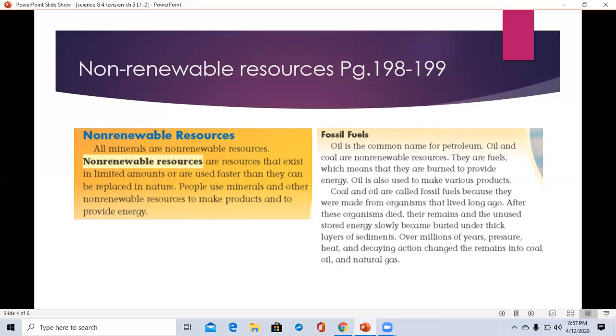So oil is the common name for petroleum. Oil and coal are non-renewable resources. They are fuels, which means that they are burned to provide energy. Oil is also used to make various products. Coal and oil are called fossil fuels because they were made from organisms that lived millions of years ago. After these organisms died, their remains and their unused stored energy slowly became buried under thick layers of sediment. Over millions of years, pressure, heat, and decaying action changed the remains into coal, oil, and natural gas.